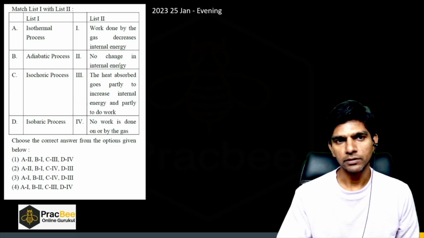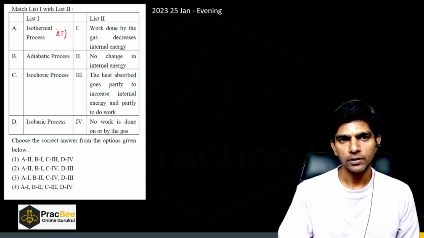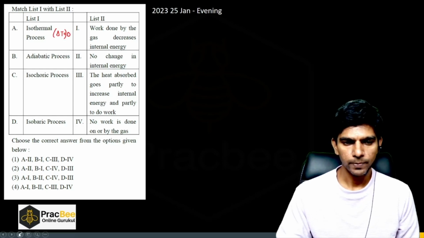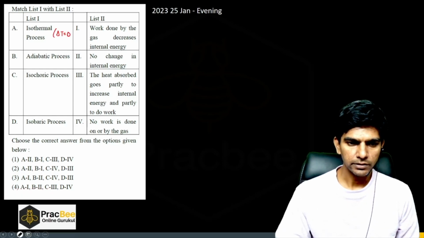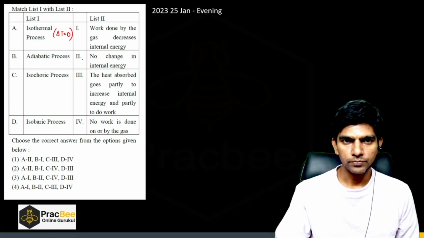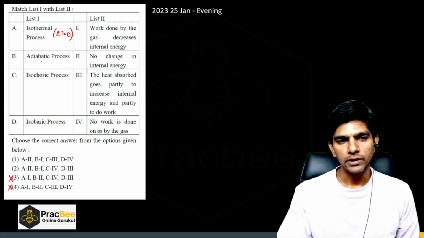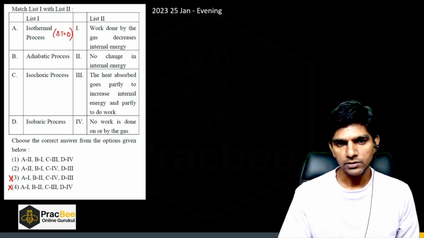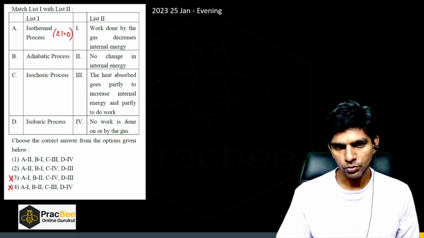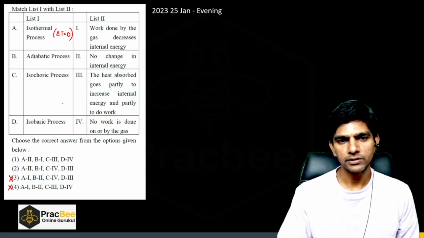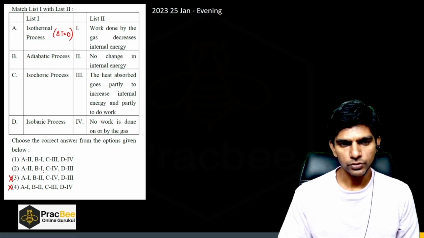No change in the internal energy. So in an isothermal process, delta T is 0. If delta T is 0, there will be no change in the internal energy. So we can say A corresponds to second. If A corresponds to second, we can eliminate option 3 and option 4 because there A corresponds to 1. Now, let us see other examples. No work is done on or by the system. If you look at the fourth option in list 2, no work is done on or by the gas. So it means it's an isochoric process. So C corresponds to 4.